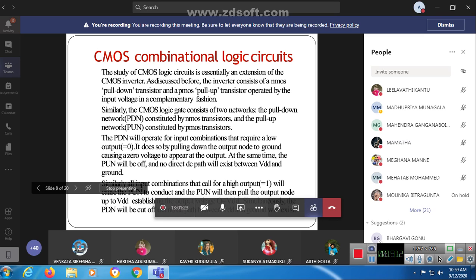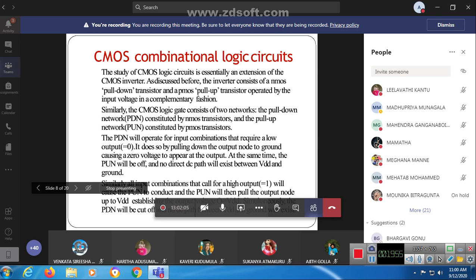For the corresponding inputs, we get the corresponding outputs. That means whenever we give a low input we get high, and when we give a high input we get a low output. Similarly, CMOS logic gates consist of two networks: the pull down network, in short PDN, constituted by NMOS transistors, and the pull up network, PUN, constituted by PMOS transistors. The pull down will operate for input combinations that require a low output.